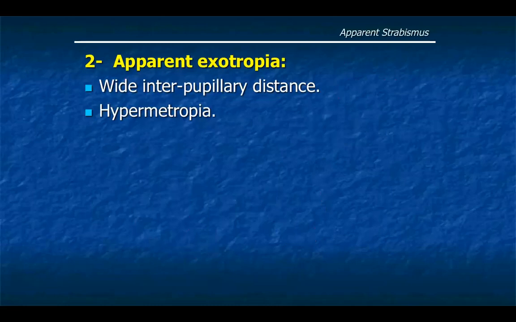The second type of apparent strabismus is apparent exotropia, or apparent divergent strabismus. It could be due to a wide interpupillary distance, where both eyes are located a bit far away from each other, or in cases of high hypermetropia.